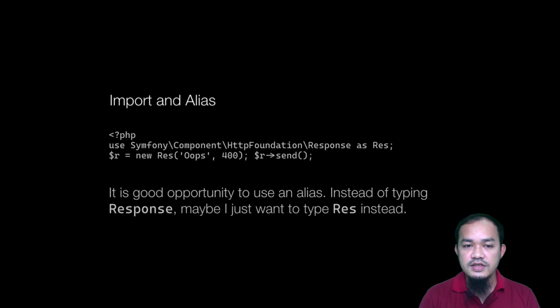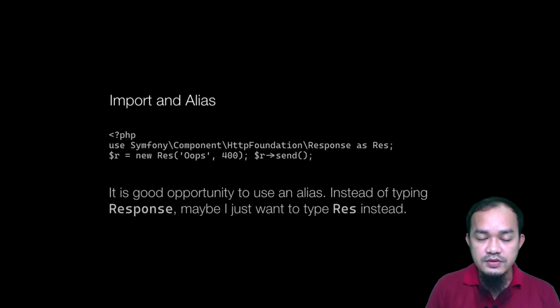Then we declare res with the 400 message, and then res send. The object's send is the function that we want to use. This is a good opportunity to use an alias. We don't need to refer to Response, we can just use res, or you can use s, or e, or whatever you prefer. This makes your code shorter, and you don't need to remember the full class name of each component. This is about namespace.